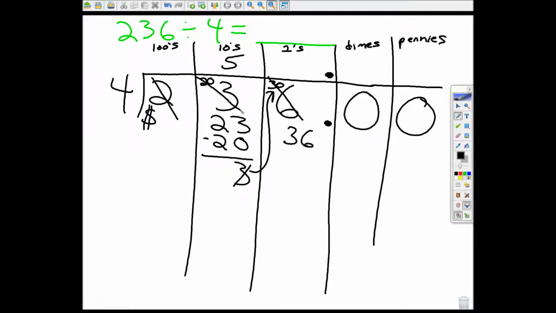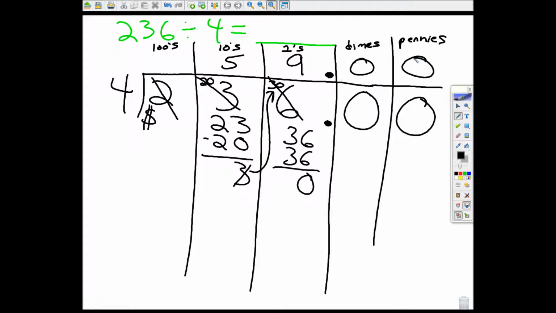$1 bills. And if you know your math facts, 36 can be evenly shared amongst 4 people by giving each person 9 $1 bills. Now I multiply 9 times 4, I get 36, so that is $36. When I subtract, I have nothing left over, so I have 0 dimes to share and 0 pennies to share.